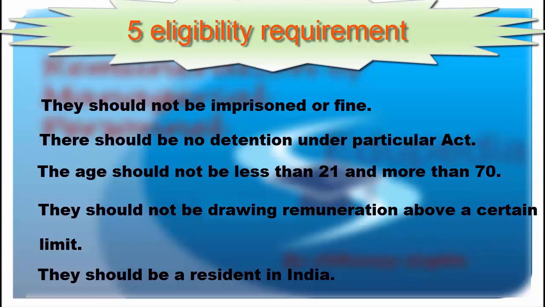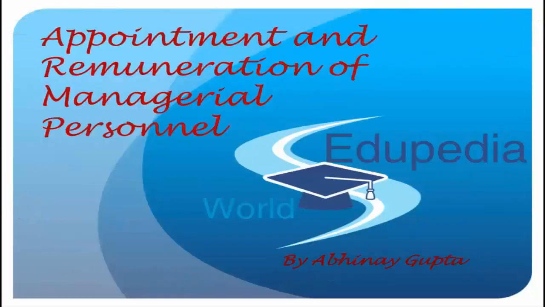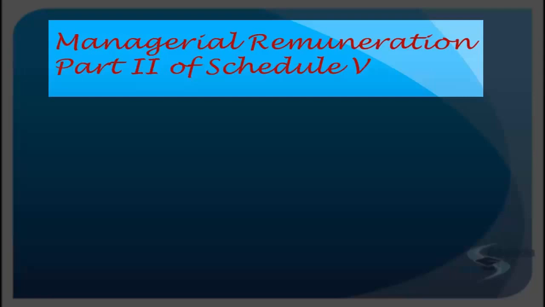Now, in those 5 eligibility criteria, the fourth criterion about them not withdrawing a remuneration more than a specified limit, we discussed, right? Now, do you know what limit it is? No. So today in this lecture, we'll be discussing those limits. So today we step ahead to the managerial remuneration part. That was eligibility, now it's remuneration, and this is contained in Part 2 of Schedule 5.